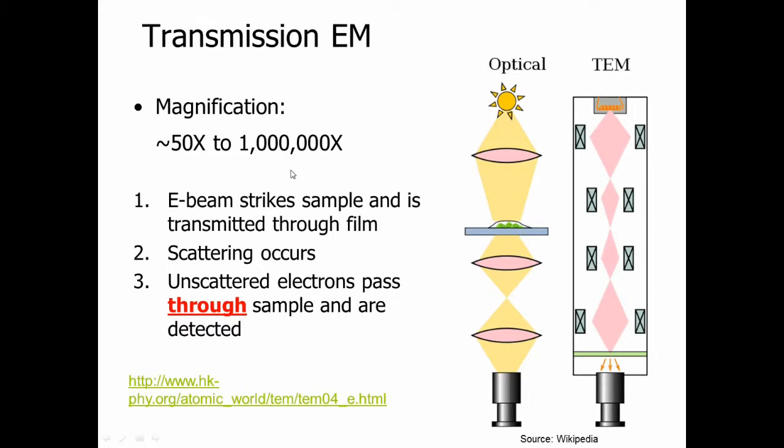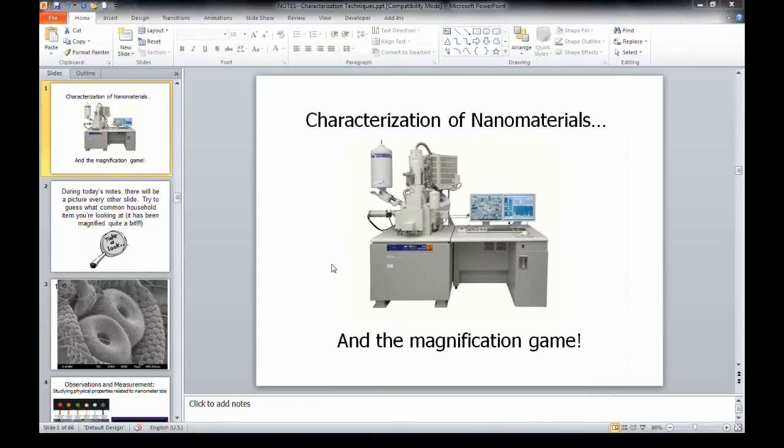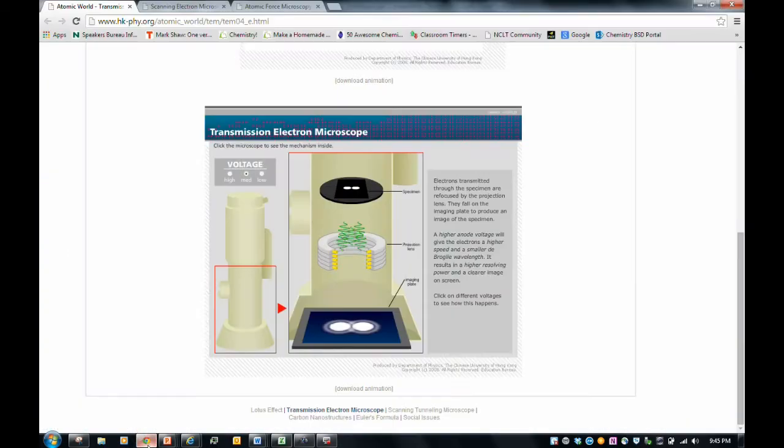This is impressive. TEMs magnify 50 to 1 million times the size of your sample. Remember that difference from a light microscope. I've got a little animation too of a TEM. So here, these are the electrons that are being focused, and they go through the sample right here. They're showing that your specimen has some holes right here, and so they go through, get refocused, and then this is where they are imaged. You can change the voltage and see how you change the speed of those waves coming in.